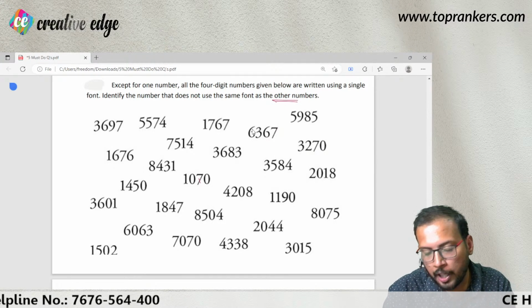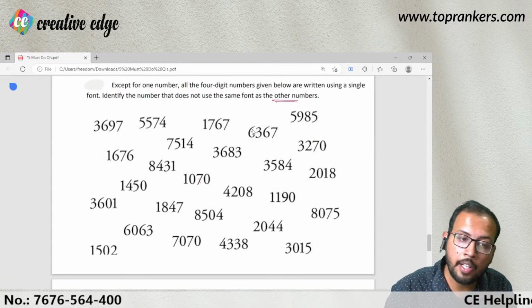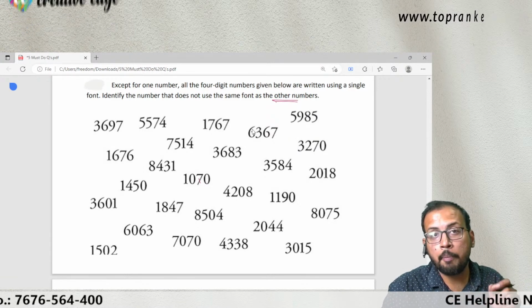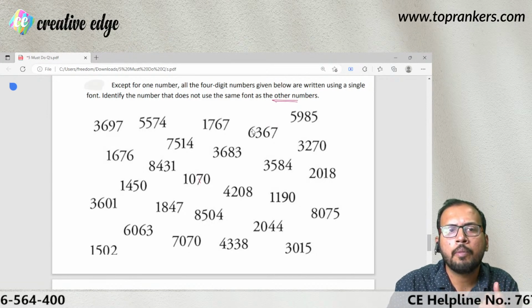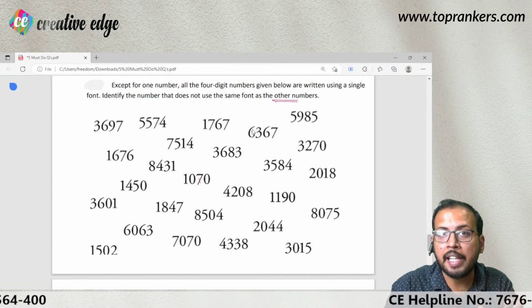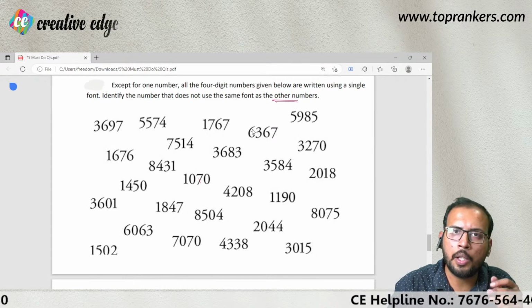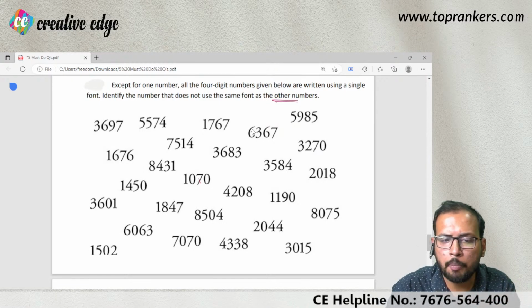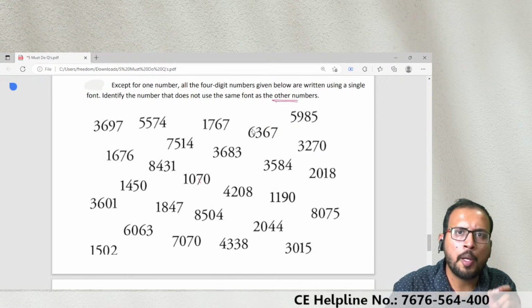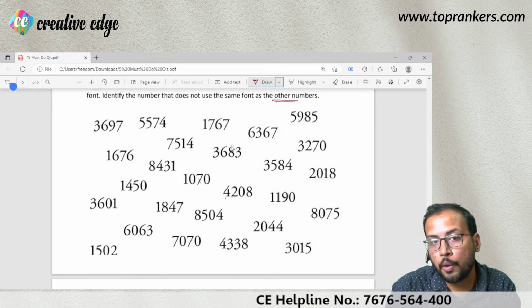So you can take your time, you can observe which number is different from the rest. It may take time. For some students, they can do it very quickly. So this question can be very easy for you. At the same time, this question can make you consume some time. You should not be consuming a lot of time in this question, but still you will be able to answer that. तो यहाँ पर आपको क्या बोला गया है? Different font you have to observe.